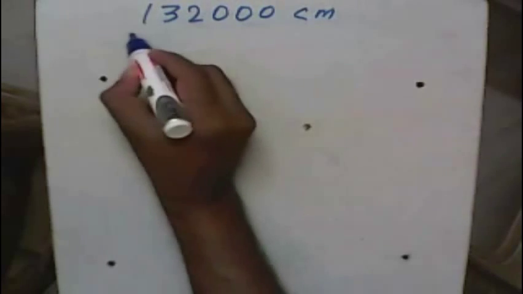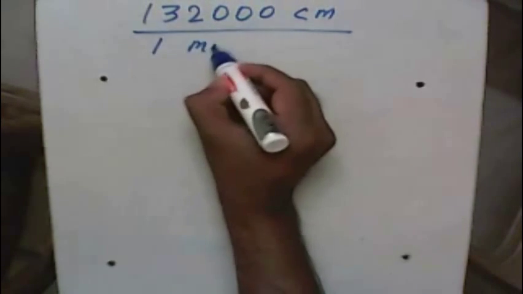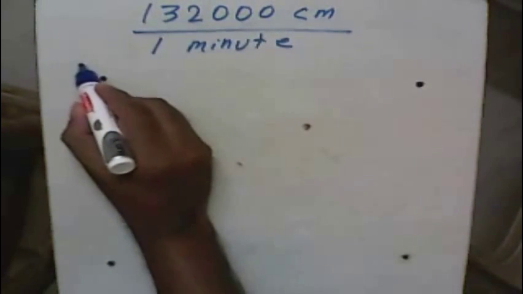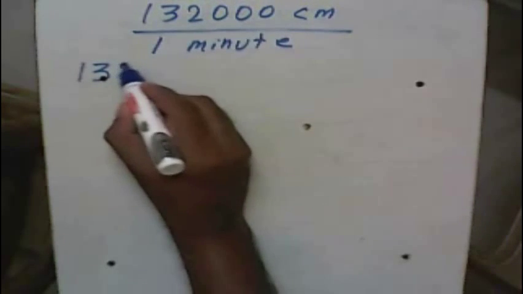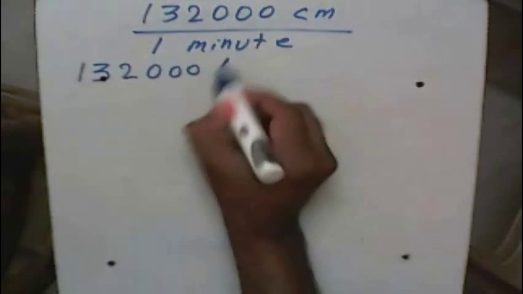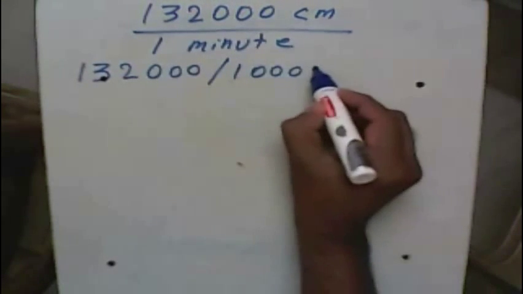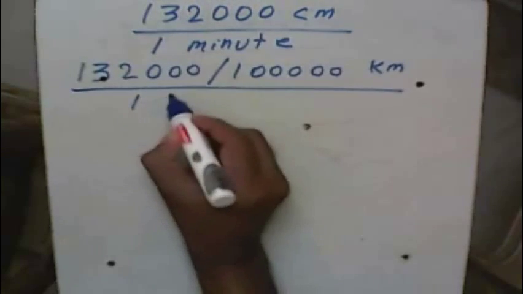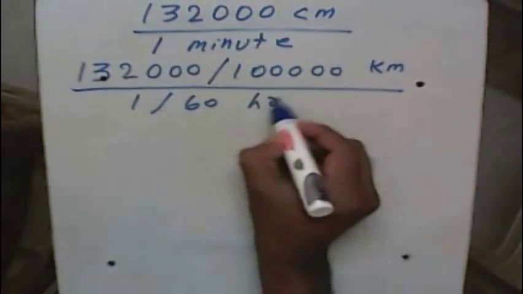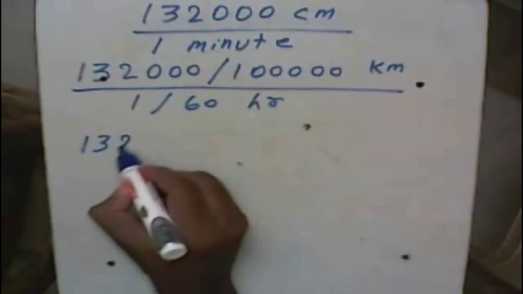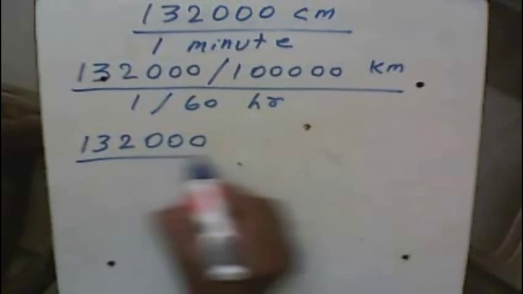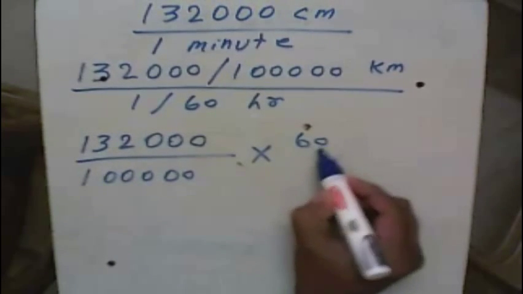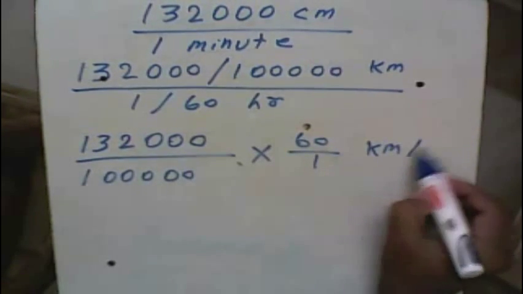132,000 centimeter divided by 1 minute. We will convert centimeter to kilometer. Small to big, always divide. We know 1 kilometer equals 1 lakh centimeter. So 132,000 divided by 1 lakh kilometer, because we are converting centimeter to kilometer. And we know 1 hour equals 60 minutes. So small to big, divide: 1 by 60 hour. Now we take the reciprocal, so it becomes 132,000 divided by 1 lakh, into 60 by 1 kilometer per hour.